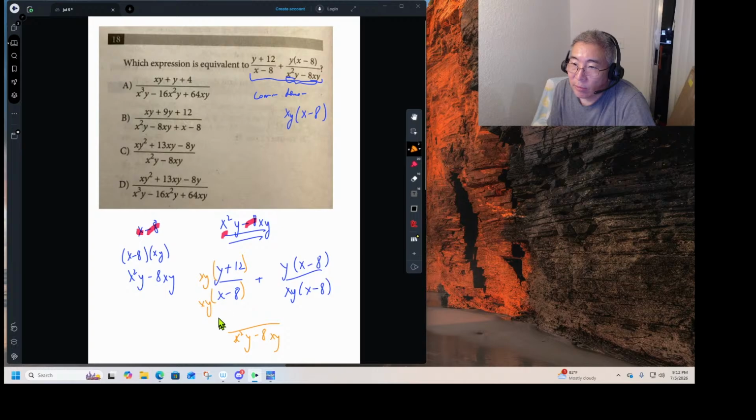And the top becomes xy squared plus 12xy, and then this one would be plus xy minus 8y, right? If I distribute the y, then I can combine some like terms. So if I add these two together, I'll get a 13xy, and then I would have these two separately.